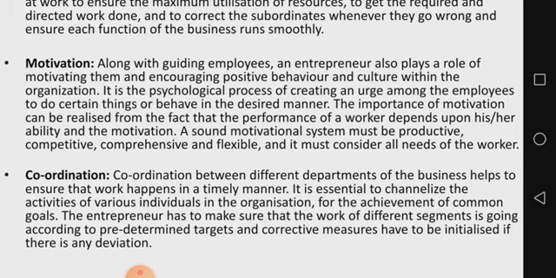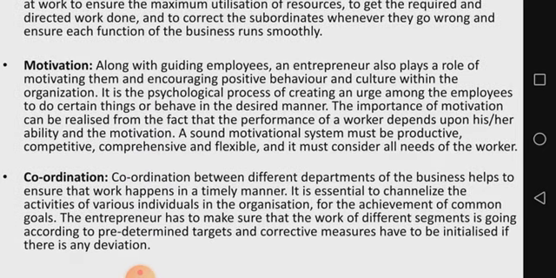Then motivation comes in leadership only, but we can put it in a different section. Along with guiding employees, an entrepreneur also plays a role of motivating them and encouraging positive behavior and culture within the organization. Now it is a responsibility of an entrepreneur to motivate the workers. Now during such a time of recession, when the company shares are going down, you can understand how much motivation the company needs, how much motivation the employees of that company need.